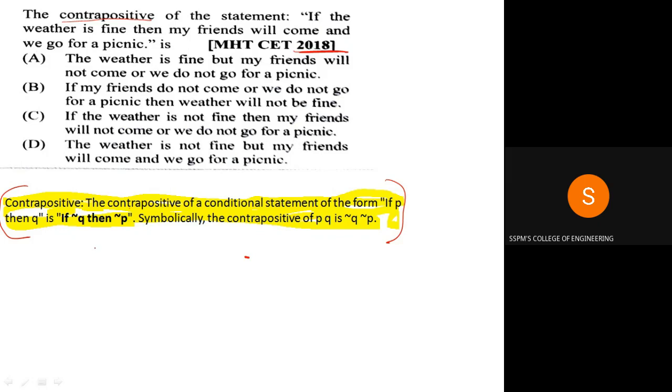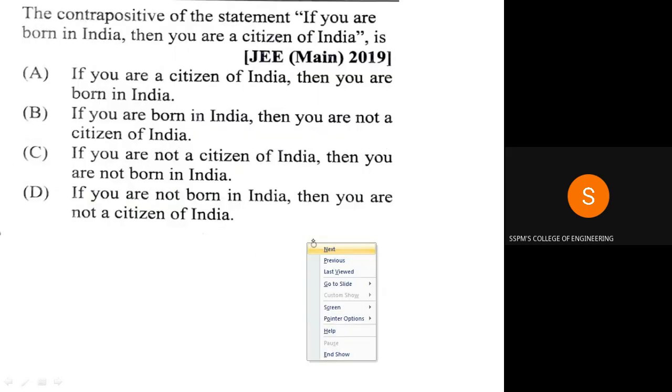What is a conditional statement? A conditional statement is always in the form P implies Q. If P then Q, that is P implies Q. Then what is its contrapositive? Contrapositive is negation of Q.